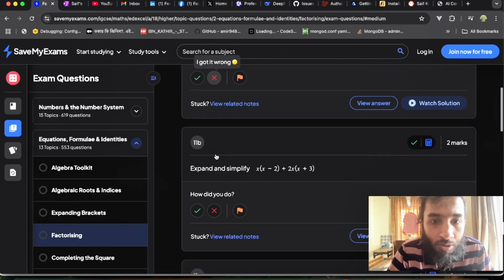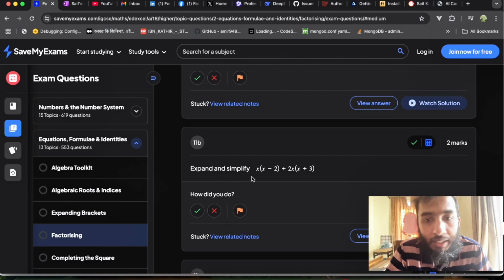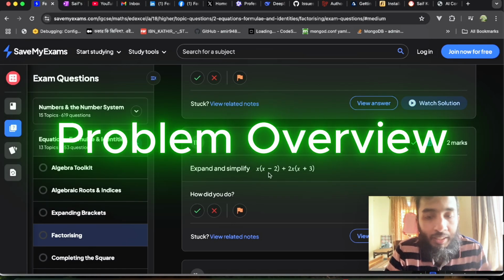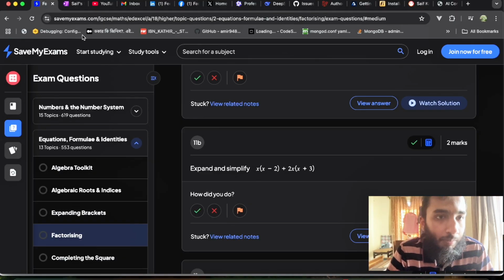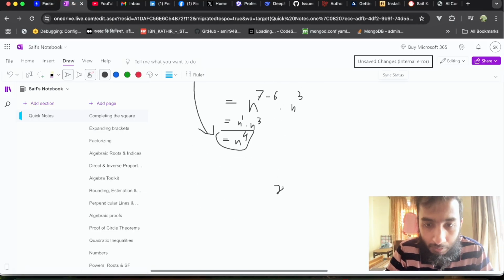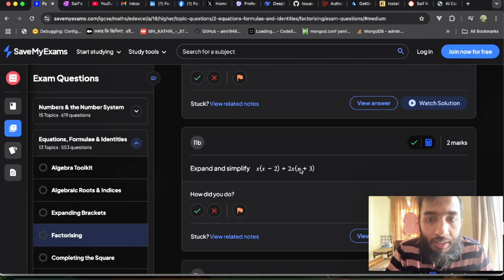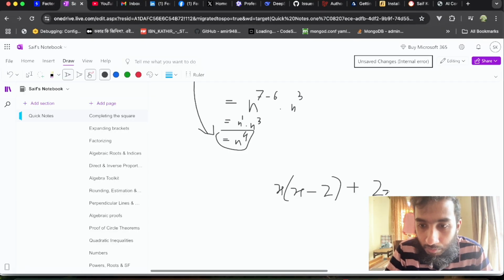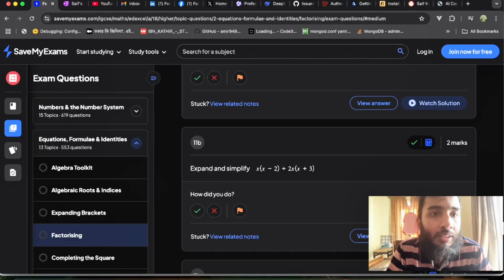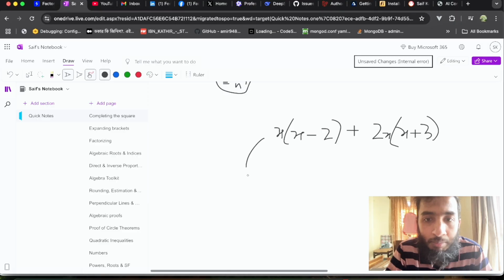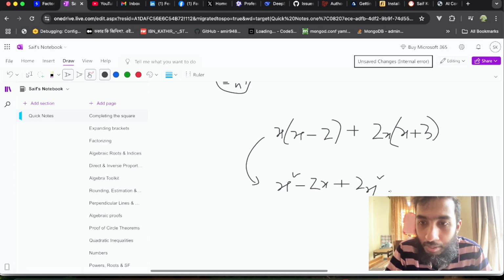Now if I focus on 11b, you have to expand and simplify this expression, x multiplied by x minus 2 plus twice x multiplied by x plus 3. So I have to expand and simplify. First, if I just multiply the whole thing, x multiplied by x minus 2 is x square minus twice x, plus twice x into x plus 3 is twice x square plus 6x.